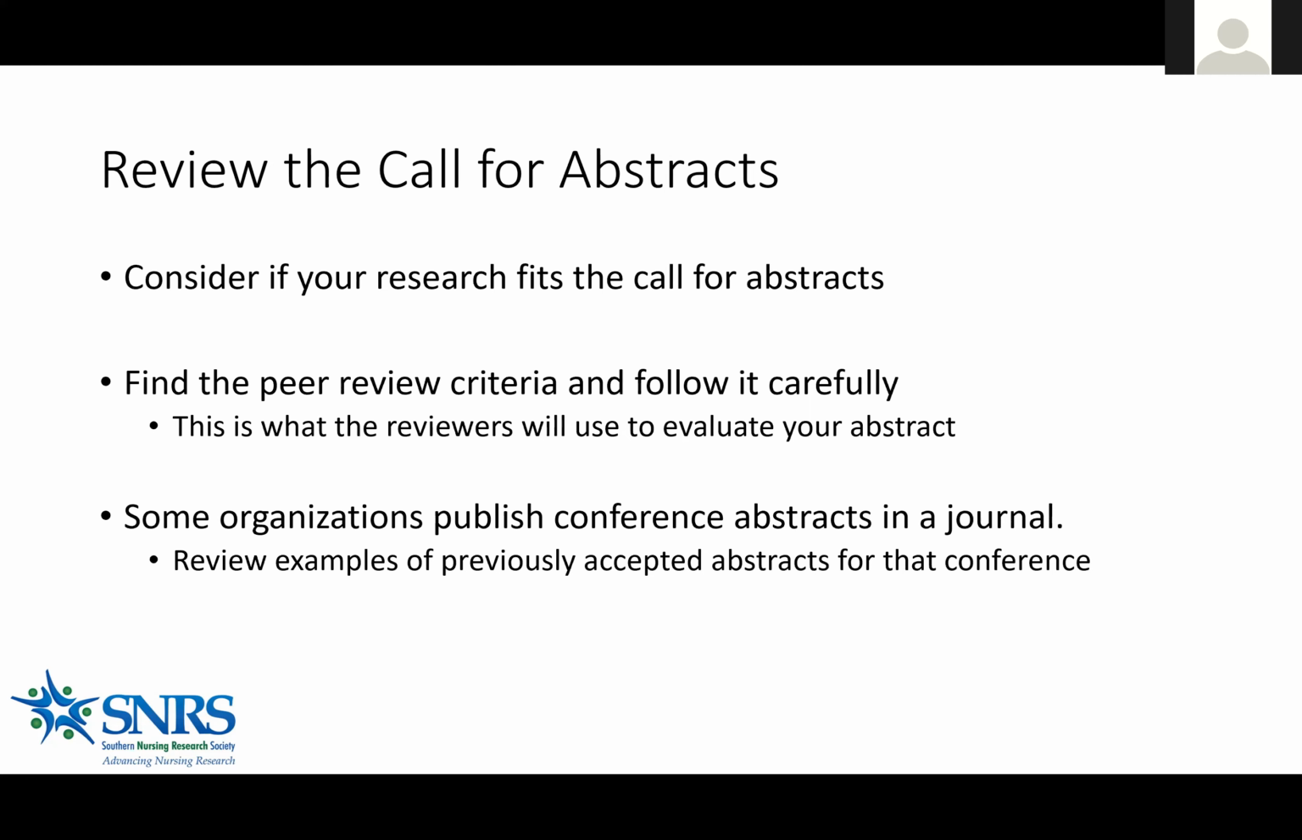Another good tip is some organizations will publish conference abstracts in a journal. For example, the American Heart Association conference posts all their abstracts in the Circulation journal. So that's a good source to go and look at examples of previously accepted abstracts for that conference, so you can really see what the structure and the quality and the content of an abstract that has been presented at that conference in the past would contain.